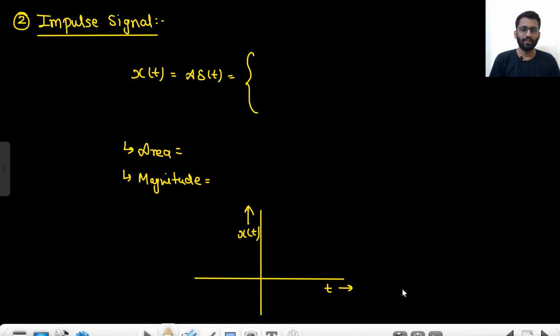Let's see the impulse signal. We will see the deep meaning of the impulse signal. First, let's just see what it is. So x(t) is delta(t). This is the impulse signal. At t equals 0, it gives you infinite magnitude, and for t not equal to 0, it is always 0. So it is defined only at t equals 0, and it will give you infinite magnitude. So what is this A? This A is the area, and the magnitude is infinity.